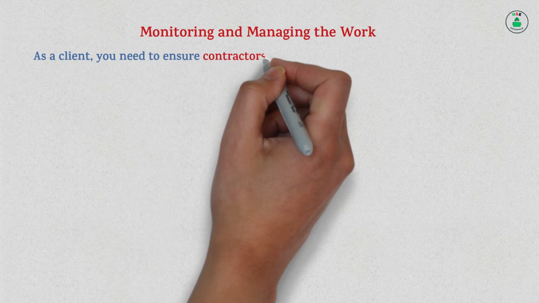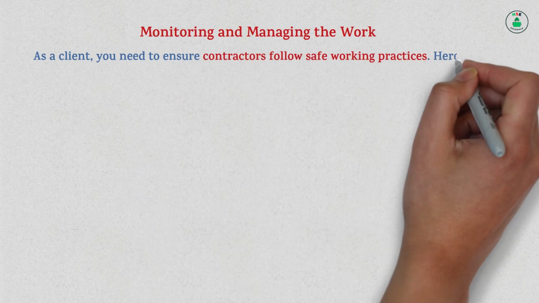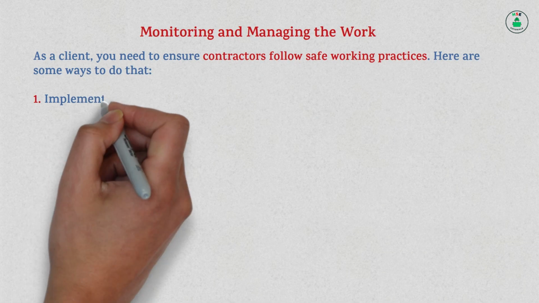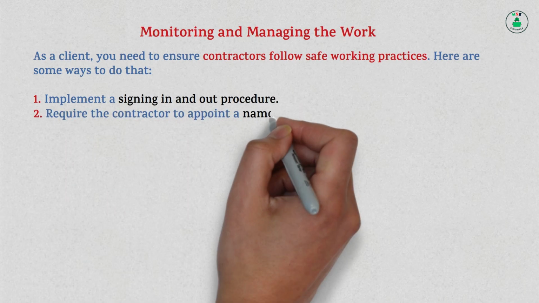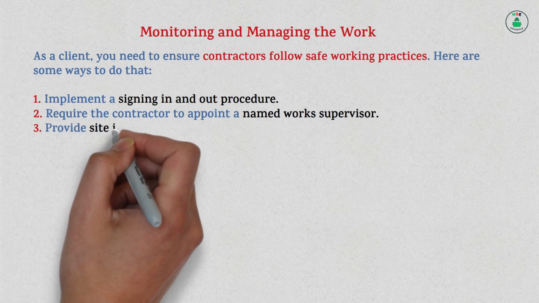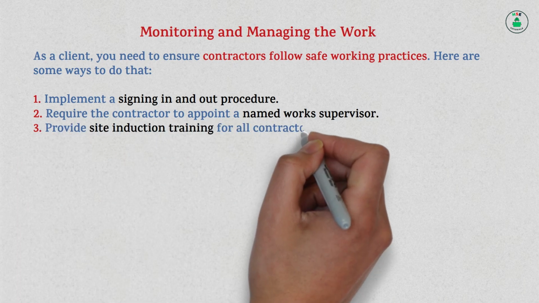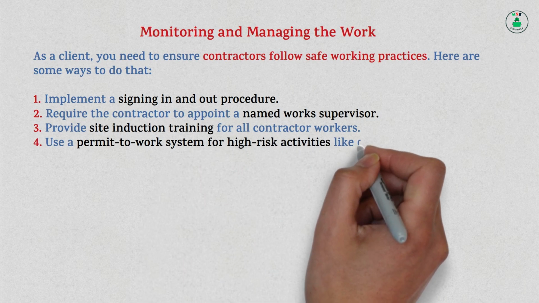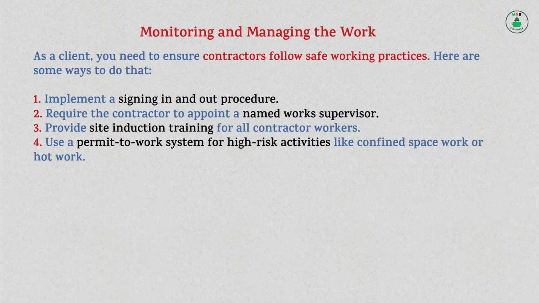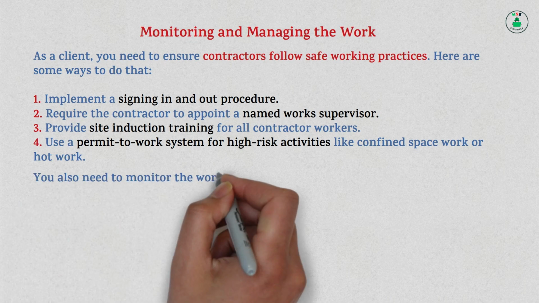As a client, you need to ensure contractors follow safe working practices. Here are some ways to do that. 1. Implement a signing in and out procedure. 2. Require the contractor to appoint a named work supervisor. 3. Provide site induction training for all contractor workers. 4. Use a permit-to-work system for high-risk activities like confined space work or hot work.